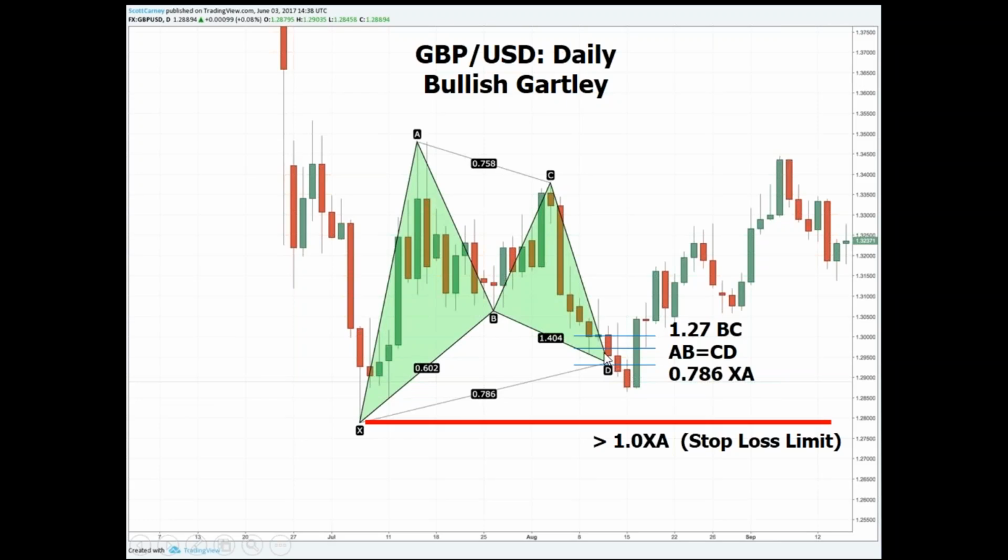Now, why do we focus on the 786? Because look at the B point. The B point is at a 60.2% or 0.602. So that falls within our plus minus 3% range. And so that 618 or approximate 618 at the B point then tells us that our 786 XA retracement is the ideal number, is the maximum number here where we anticipate the reversal and project the potential reversal zone. Also notice we put our stop loss limits underneath the starting point at X. So that's greater than 1.0 XA.